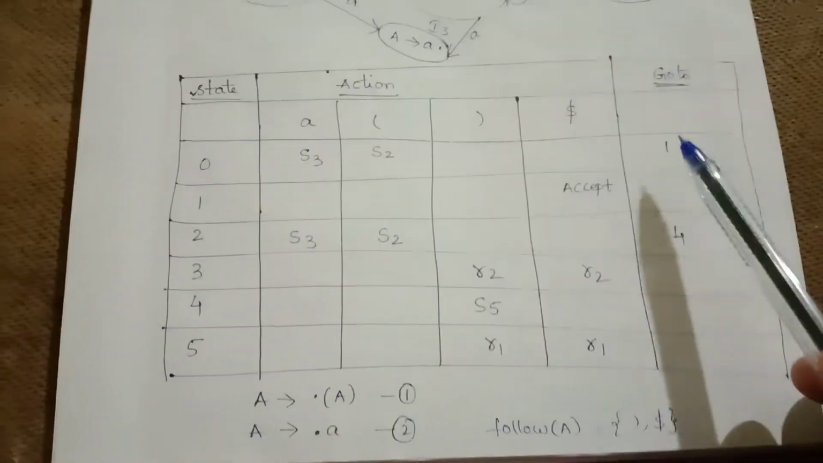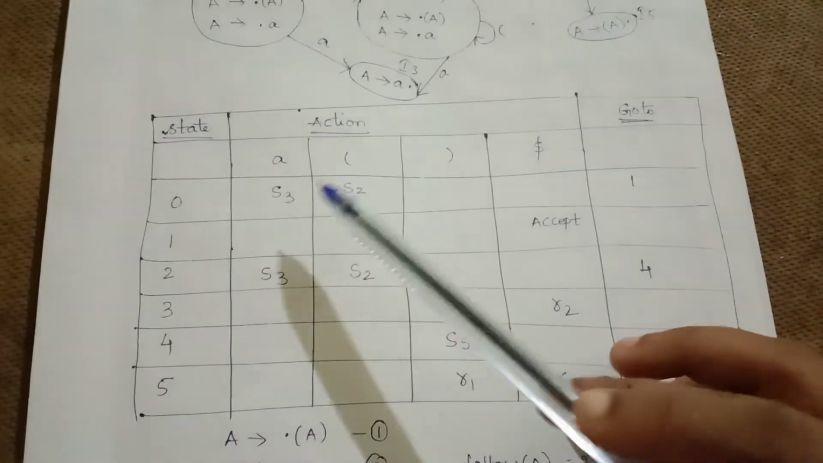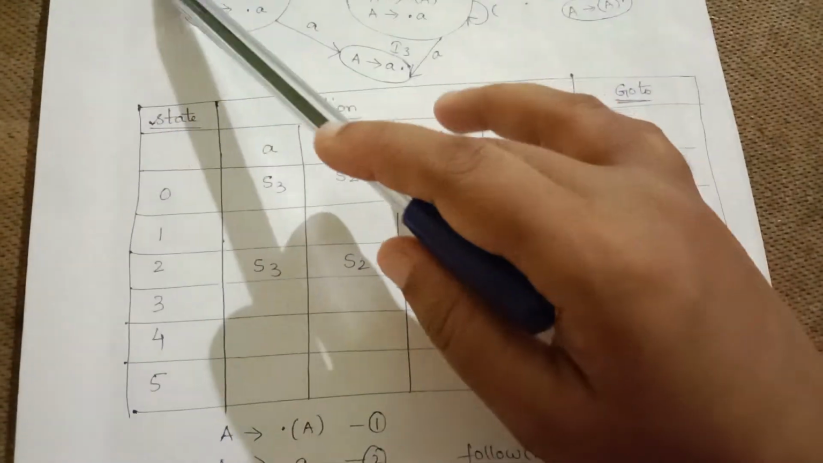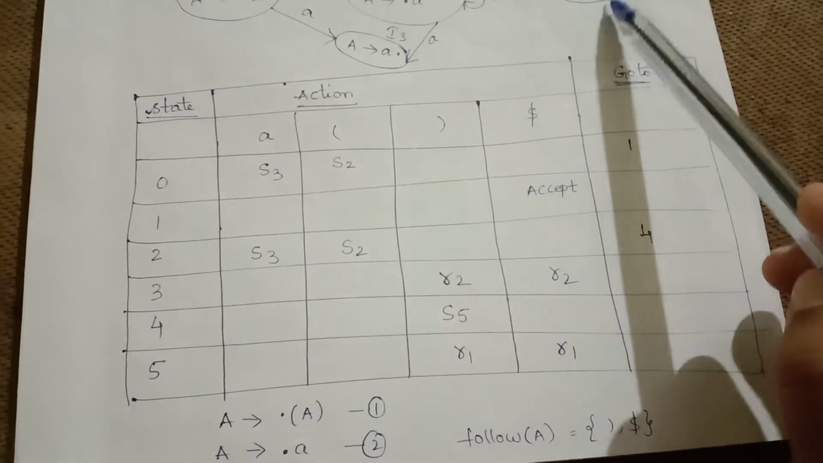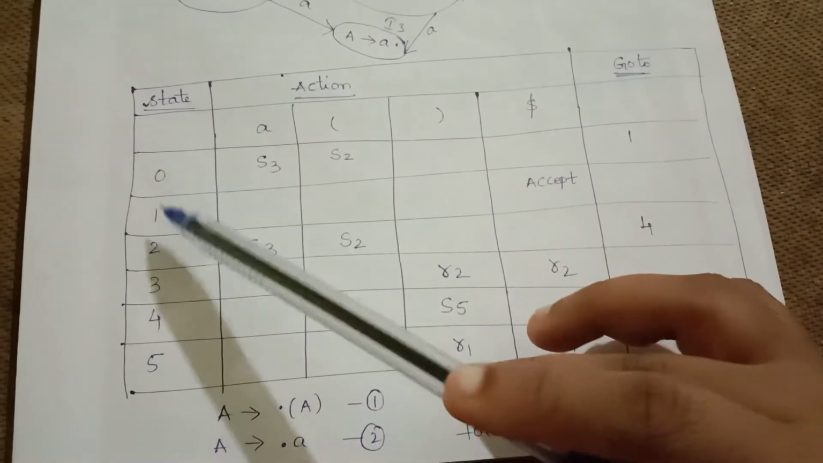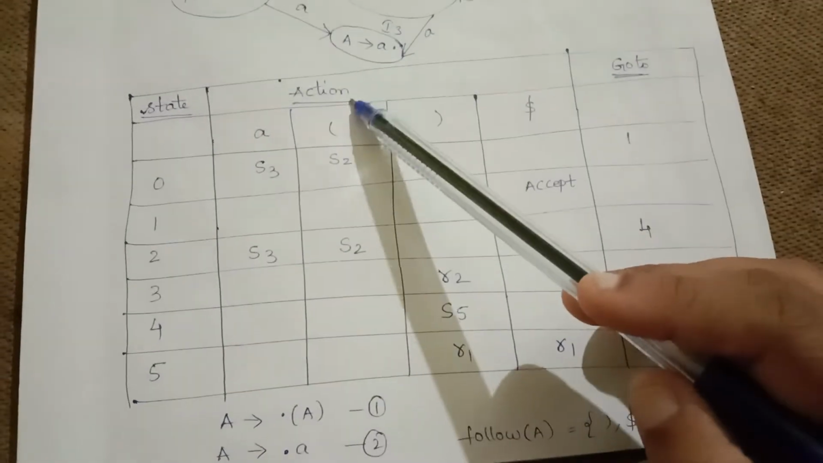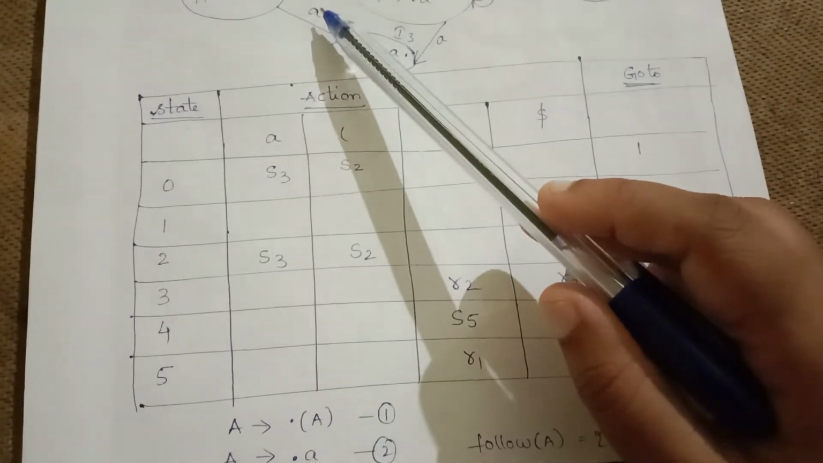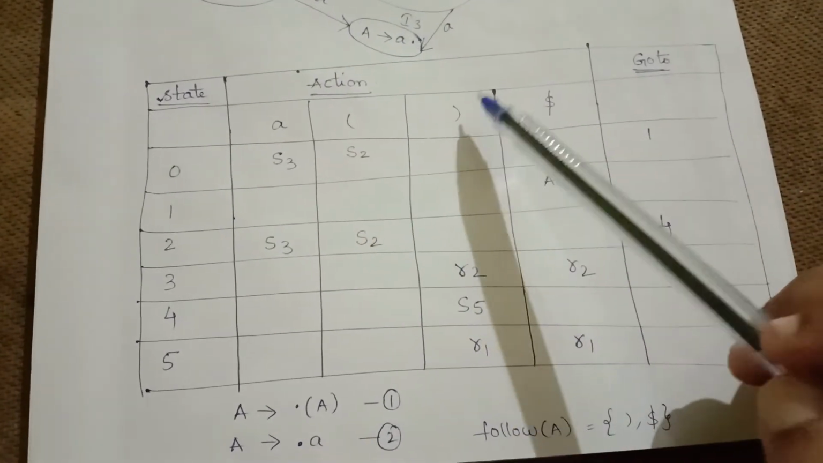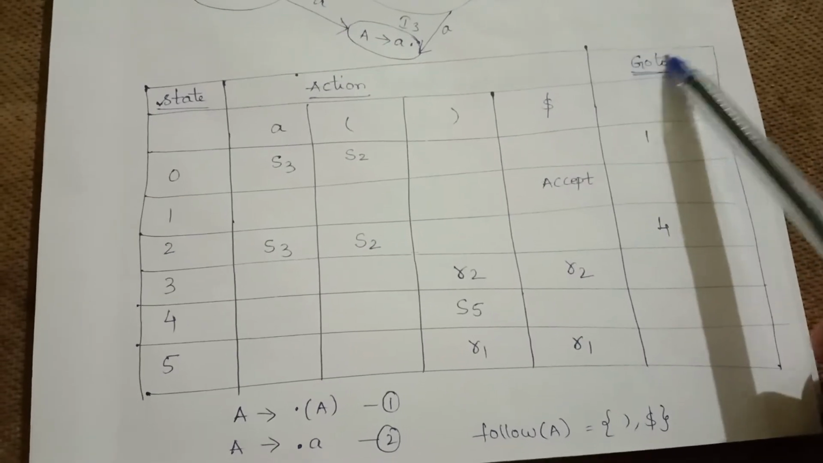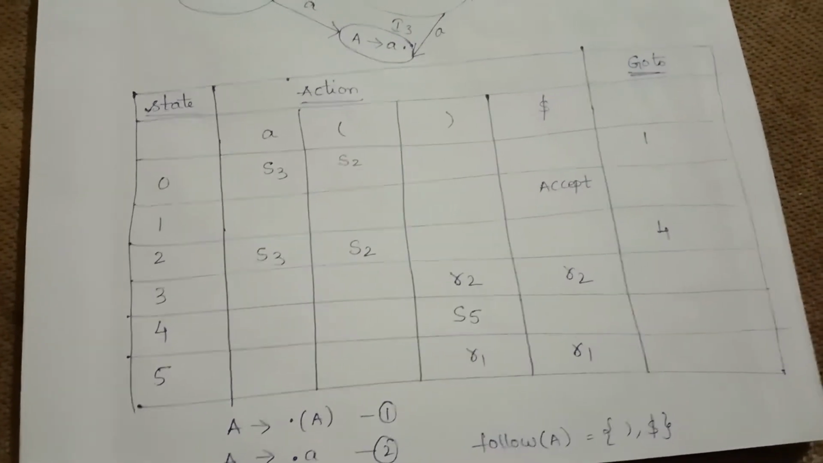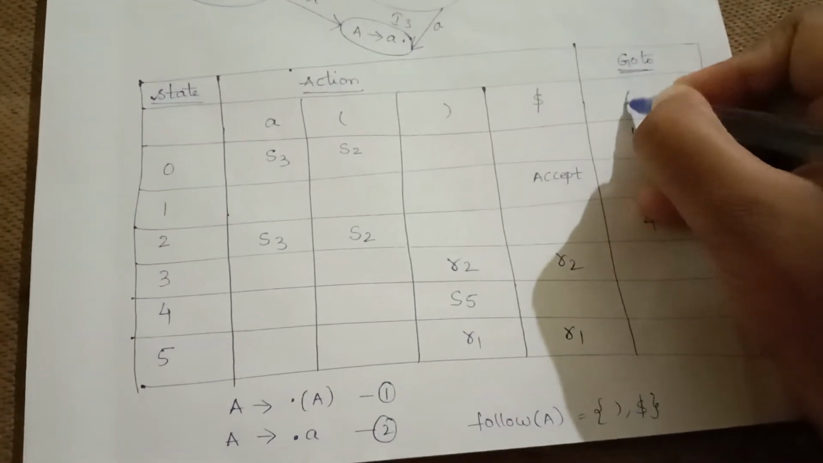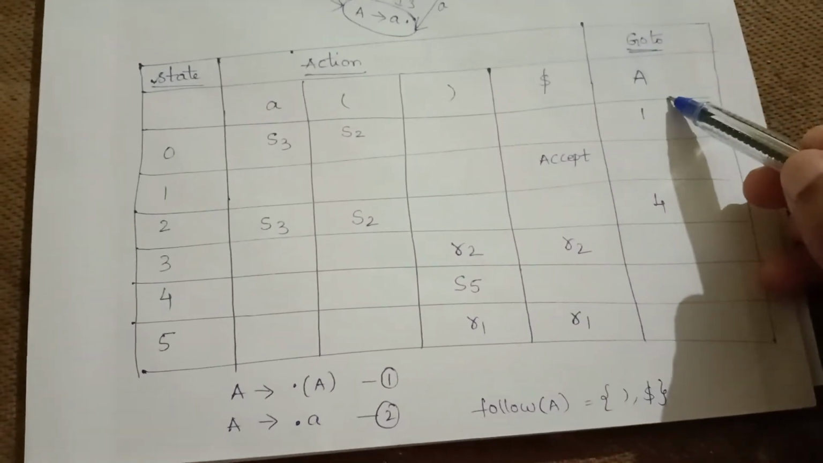Now you need to construct the parsing table. In the parsing table we are going to consider the state, action and go to. In state you need to write all the states from I naught: I naught, I1, I2, I3, I4 and I5. In action we need to consider all the terminals. The terminals which we have here are a, left parenthesis, right parenthesis and dollar. In go to you need to write all the non-terminals. Here we have only capital A, which we need to write in go to.